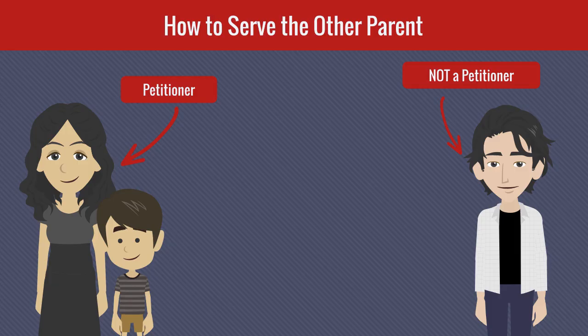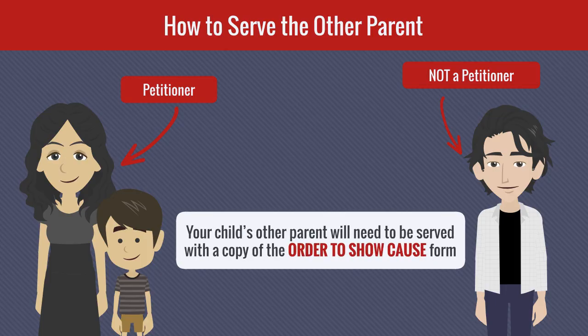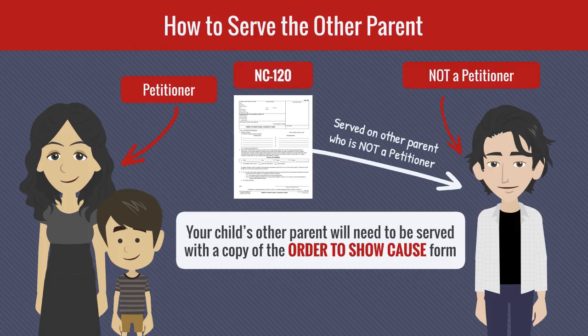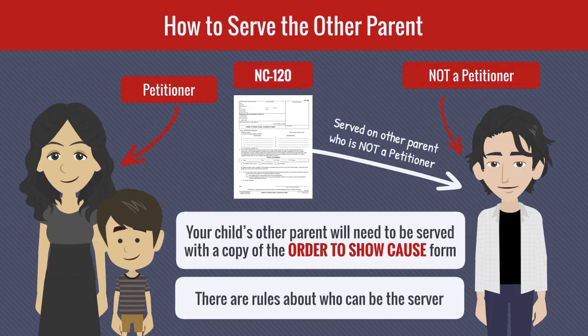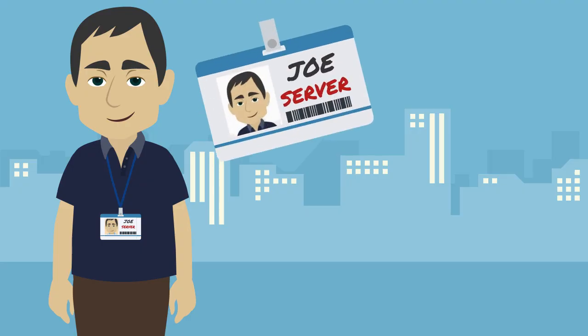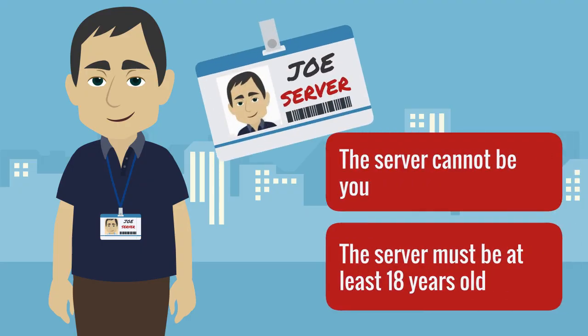If you are asking to change your child's name and both parents are not petitioning the court, the non-filing parent will need to be served with a copy of the Order to Show Cause form, NC 120. There are rules about who can be the server. The server cannot be you, and they must be at least 18 years old.